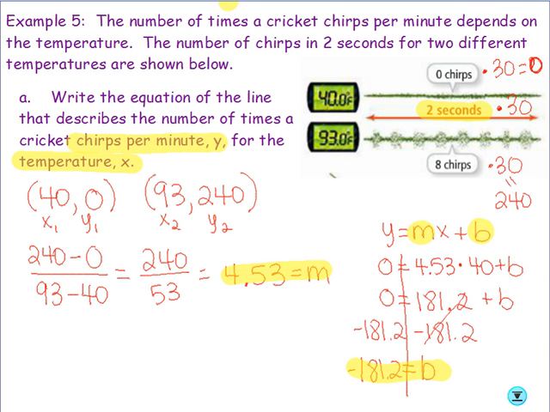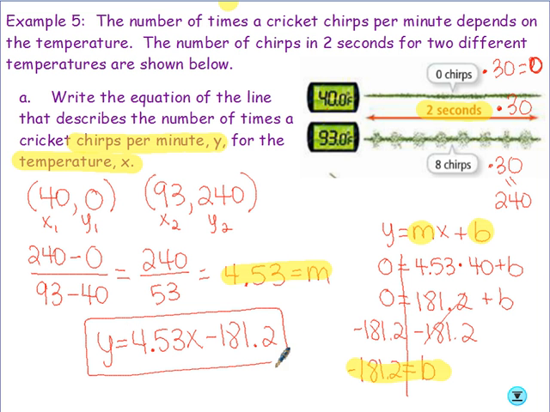So now that we have m and b, we can plug them in right there and there. So our final answer is y equals 4.53x minus 181.2. So that's part A. Part A was simply writing the equation. Well, in real life, the nice thing is we can use those equations to get answers. So let's look at part B.